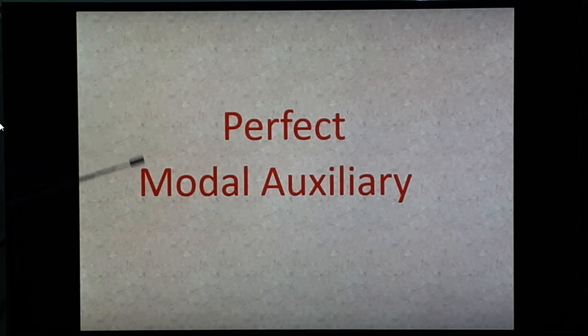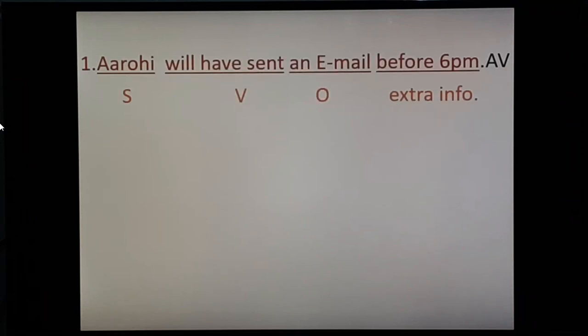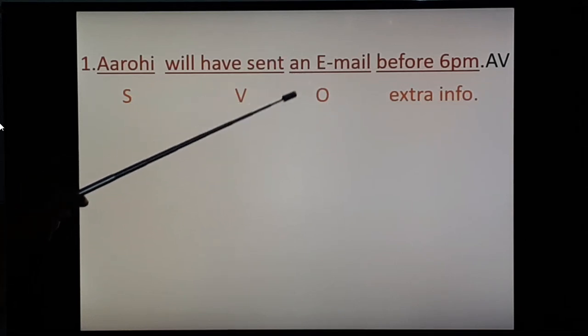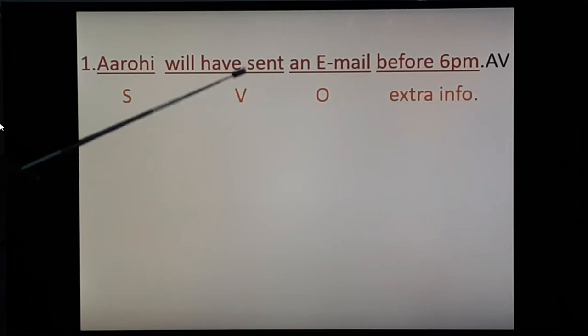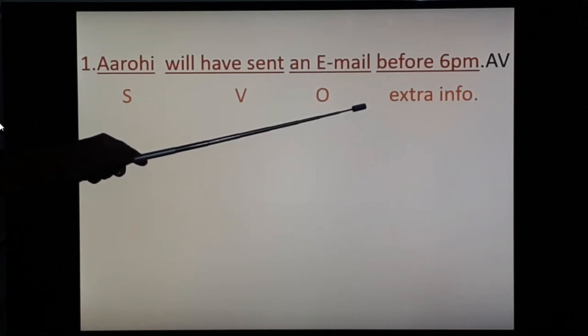Let's see perfect modal auxiliary. Affirmative sentence. First sentence, Arohi will have sent an email before 6 p.m. This is active voice. How can you say? Here by is not mentioned and here be and being are not given. Now Arohi, that is the subject, will have sent, that is the verb, and email, the object, and before 6 p.m. that is an extra information.